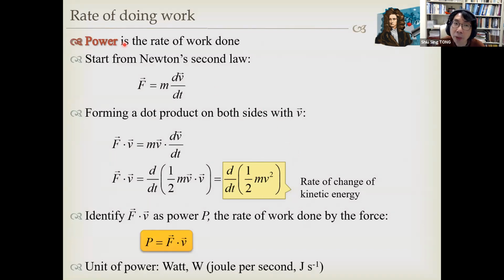What is power? Power is the rate of work done. It is the rate of energy transfer, how fast the energy is being transferred. It's not the amount of energy that is transferred. The amount of energy that is transferred is work. The power is the rate at which this energy is transferred. How fast is this transferred?